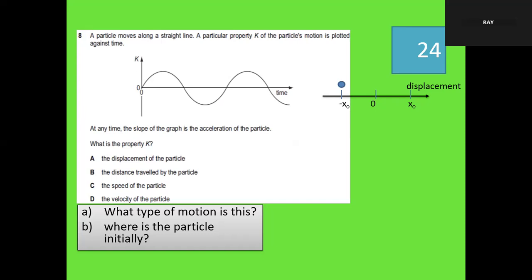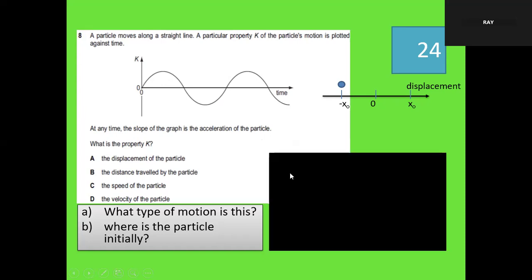What type of motion is this? Don't worry about the motion. They ask you to use your knowledge of AS that you have learned to identify K. What is K? Is it displacement, distance, speed, or velocity? They give you an idea: the slope of the graph is the acceleration of the particle. Should be D.